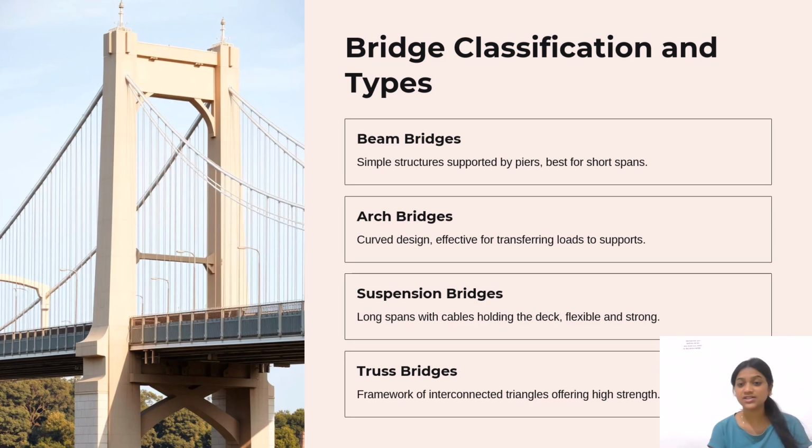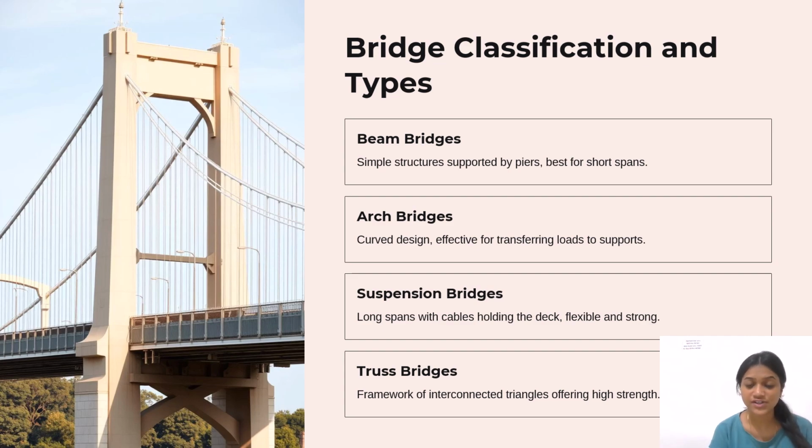Beam bridges are nothing but a simple structure supported by piers and are best for short spans. It is not best for long spans. Next is arch bridges. It is designed with a curved design. It is effective at transferring the loads to the supports. Third one is suspension bridges. It is a long span with cables holding the deck and a flexible structure.